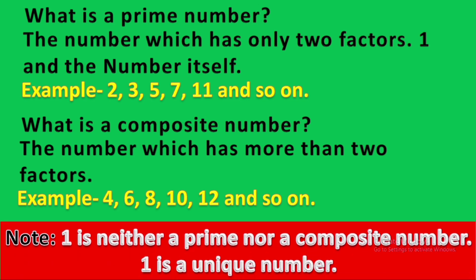Now you need to remember, 1 is neither a prime number nor a composite number. It is called a unique number. So if anyone asks you, is 1 a prime number? The answer is no. Is 1 a composite number? The answer is no. 1 is a unique number.